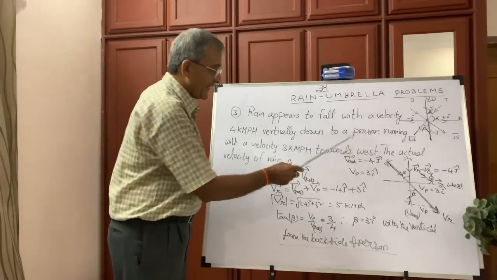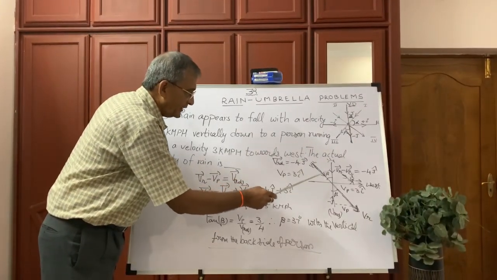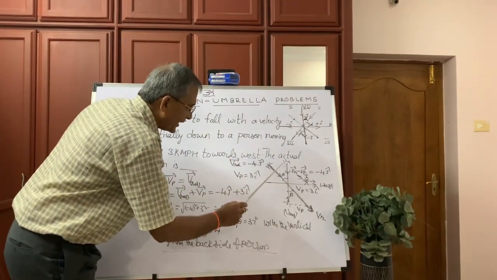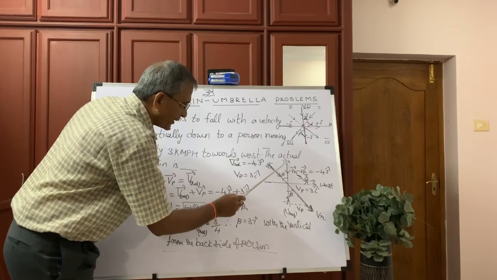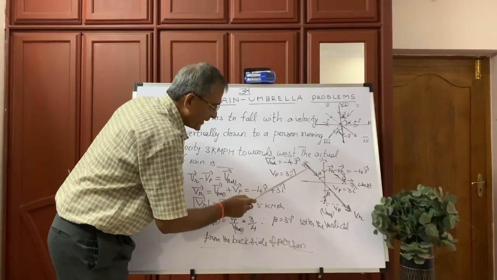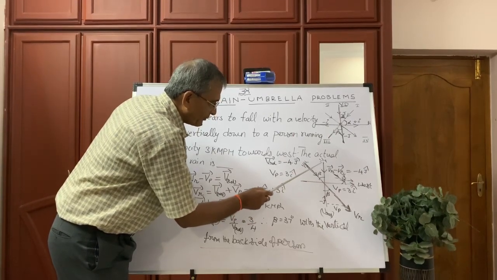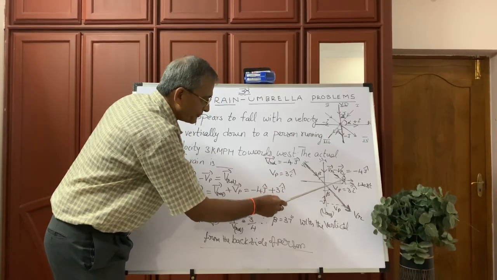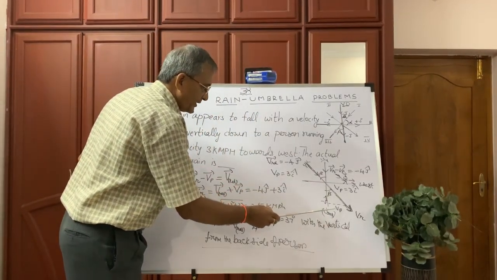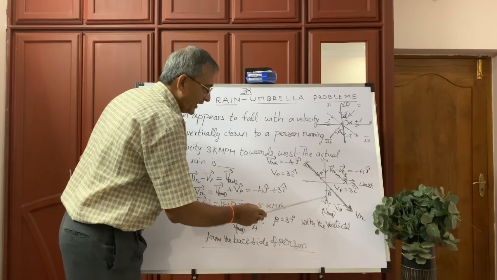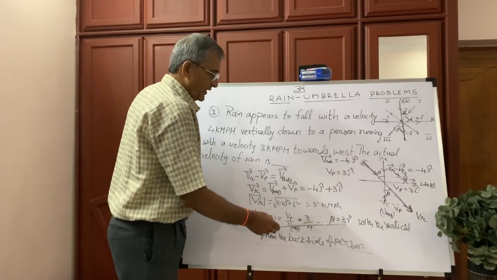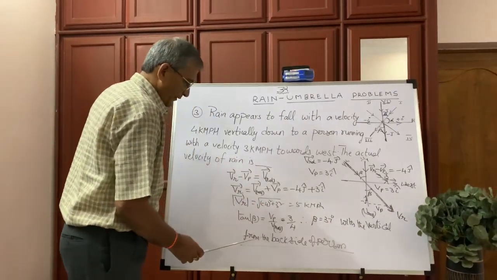And regarding the real direction of rain, this is the real direction of rain, this is the relative direction of rain. So when the person is in motion, he is holding the umbrella in this direction to protect himself. But when he is at rest, he has to hold the umbrella in this direction. That means making an angle beta with the vertical from his back like this. He has to hold the umbrella like this. Now tan beta is equal to Vp by V relative, so 3 by 4, which is 37 degrees with the vertical from the back side of the person.